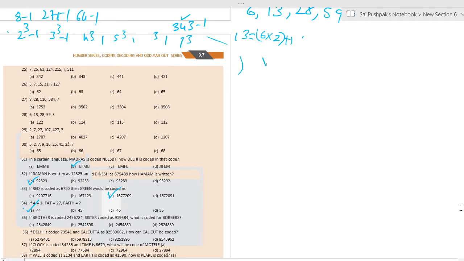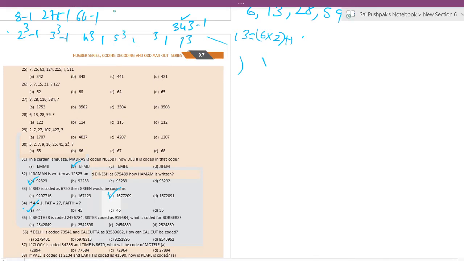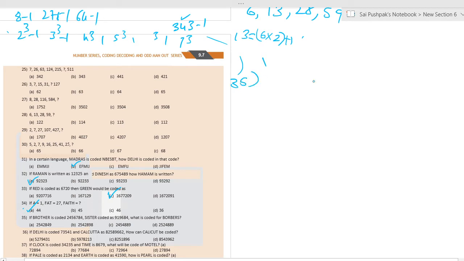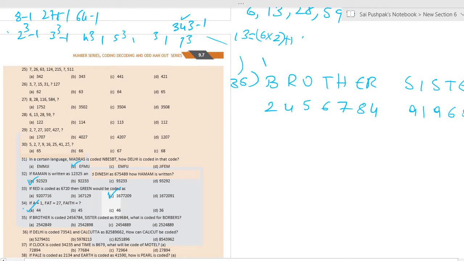Question 35. Brother is coded as 2, 4, 5, 6, 7, 8, 4, and sister is coded as 9, 1, 9, 6, 8, 4. How do you code Warbus? Simple, guys, we need to substitute it.